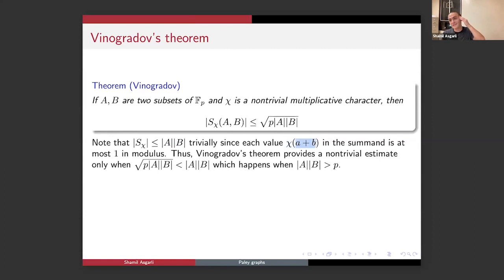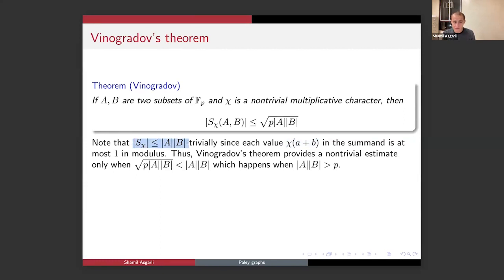If A plus B is not 0, then the value of the character is exactly 1. This is basic group theory. So in any case, the value of chi of A plus B in absolute value is at most 1. And there are exactly |A| times |B| many terms. So we get this for free.